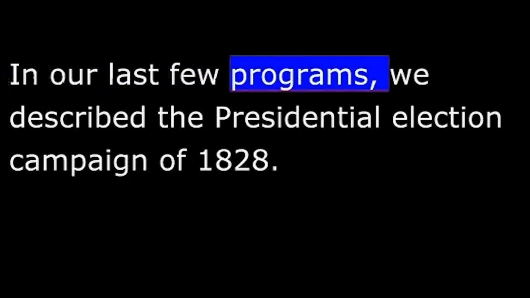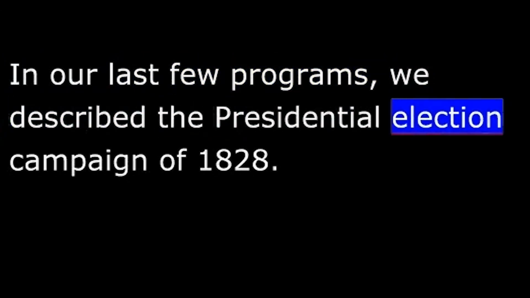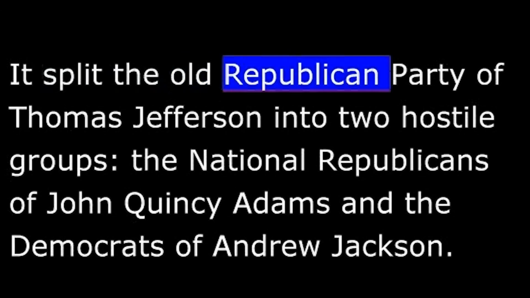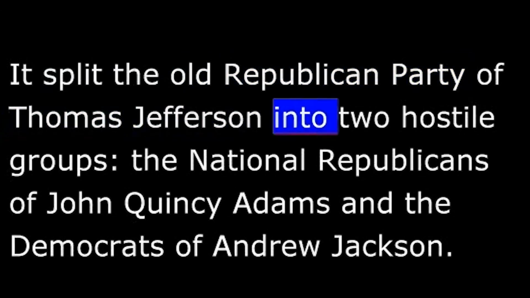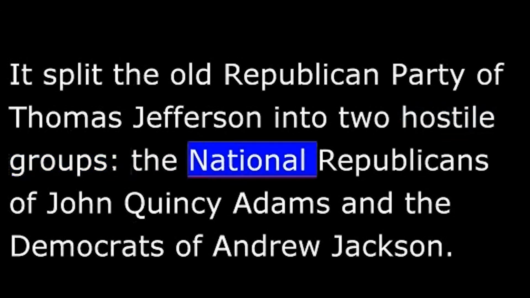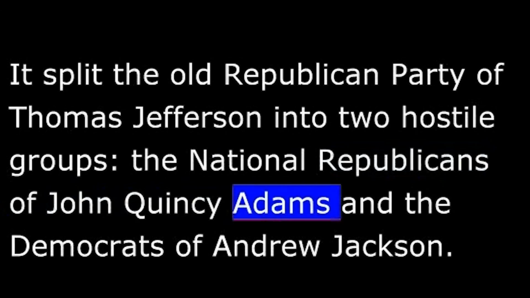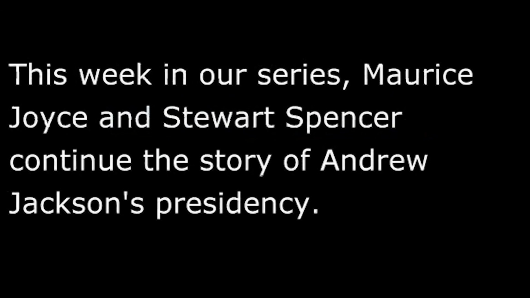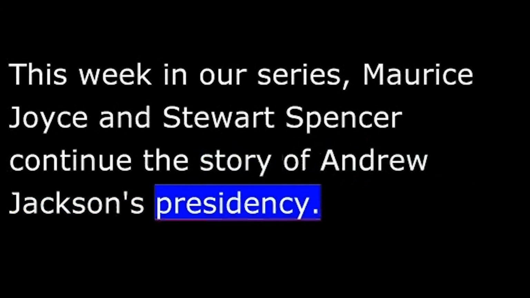In our last few programs, we described the presidential election campaign of 1828. It split the old Republican Party of Thomas Jefferson into two hostile groups: the National Republicans of John Quincy Adams and the Democrats of Andrew Jackson. The election of Jackson deepened the split. It became more serious as a new dispute arose over import taxes. This week in our series, Morris Joyce and Stuart Spencer continue the story of Andrew Jackson's presidency.